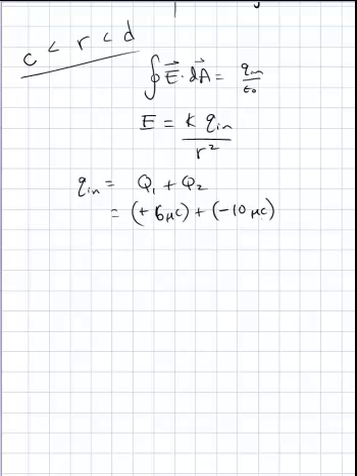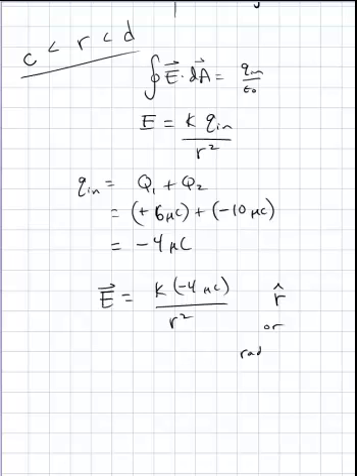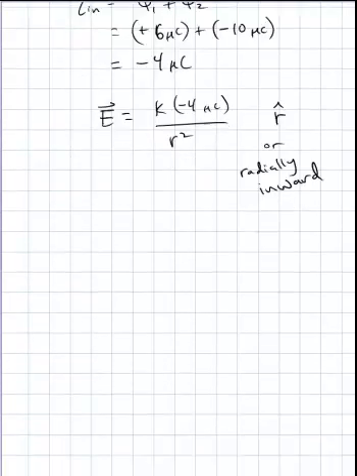So some of the charge on Q2 is actually negating some of the charge on Q1, actually all of it. And we have a little bit of negative charge left over. So minus 4 microcoulombs is now our net charge. And so our electric field is K times minus 4 microcoulombs over R squared. This is in the R hat direction. There's a negative sign here. This now is a negative value in the R hat direction, which means the electric field points radially inward toward the negative charge.